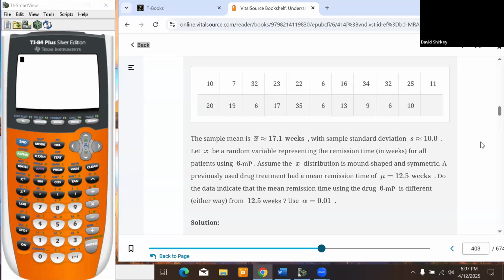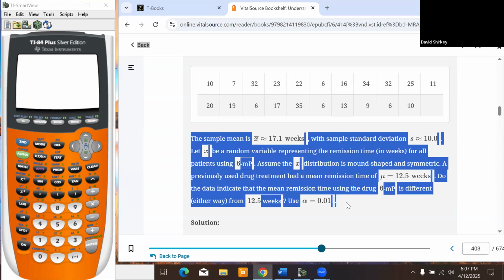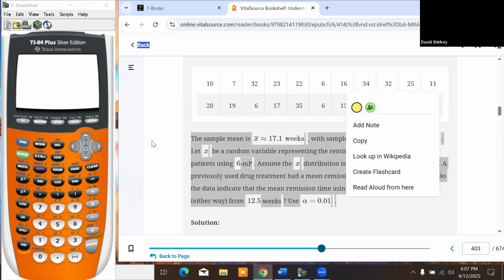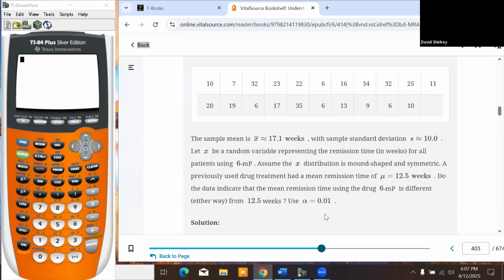When we do stat calc, we'll see that one of the first options you get is that either you're going to use stats that are already given to you, which they are. They give you the data right here. They tell you X bar is already calculated as 17.1. Sample standard deviation is approximately 10. Let X be a random variable representing the remission time in weeks for all the patients using 6-MP.